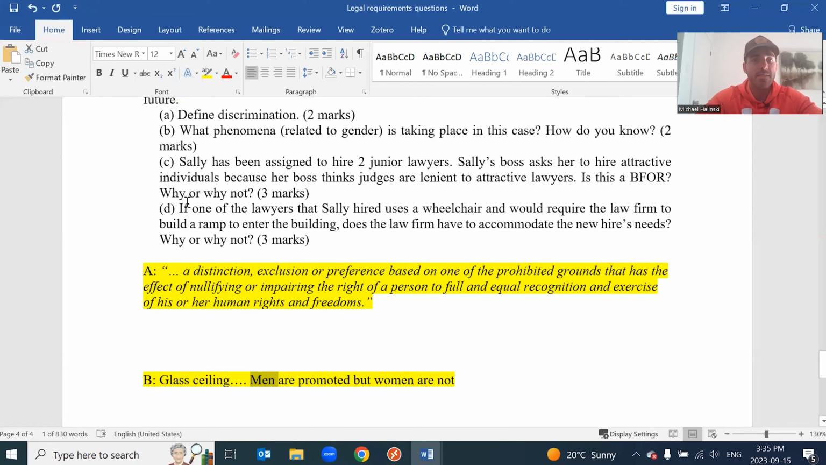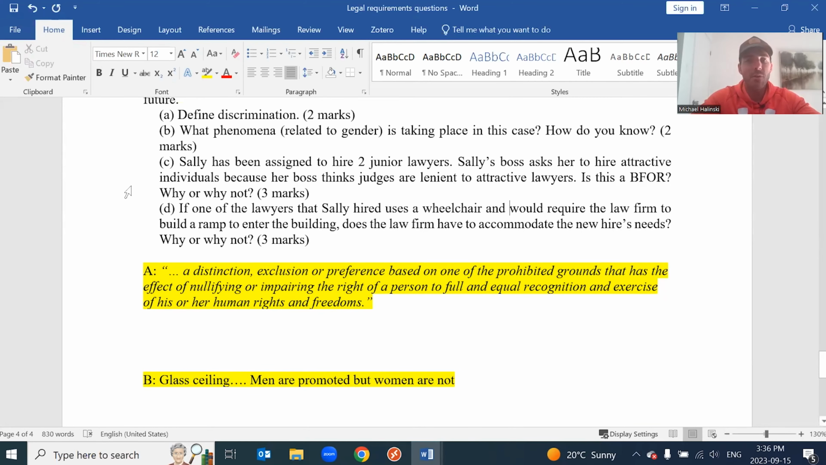Okay? Part C, Sally has been assigned to hire 2 junior lawyers. So Sally's boss asks her to hire attractive individuals. Oh, interesting. Because her boss thinks judges are lenient to attractive lawyers. Well, that only makes sense, doesn't it?